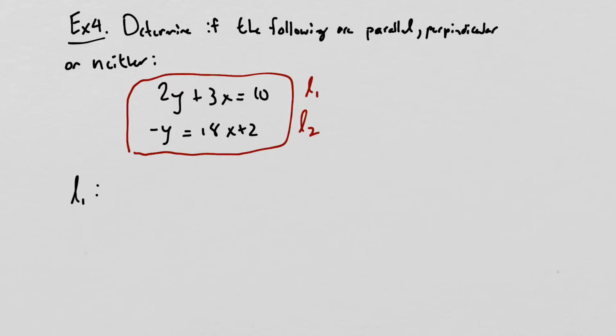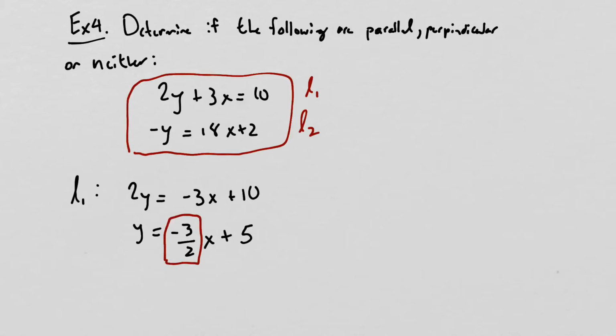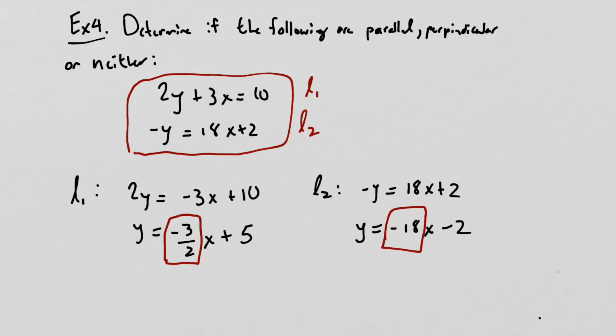Solving this equation for y, we need to subtract 3x from both sides, and we're left with 2y is equal to negative 3x plus 10. Divide both sides by 2, and we'll get y is equal to negative 3 divided by 2, x plus 5. We see in this case our slope is negative 3 divided by 2. Now let's find the slope for L2. L2 is given by negative y is equal to 18x plus 2. Multiply both sides by negative 1, and we get y equals negative 18x minus 2. Here we see the slope of this line is negative 18.